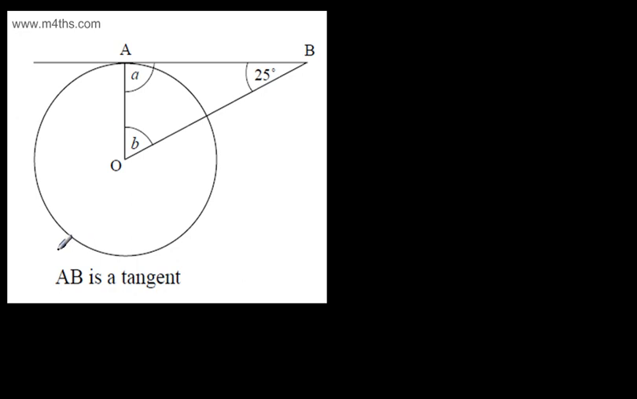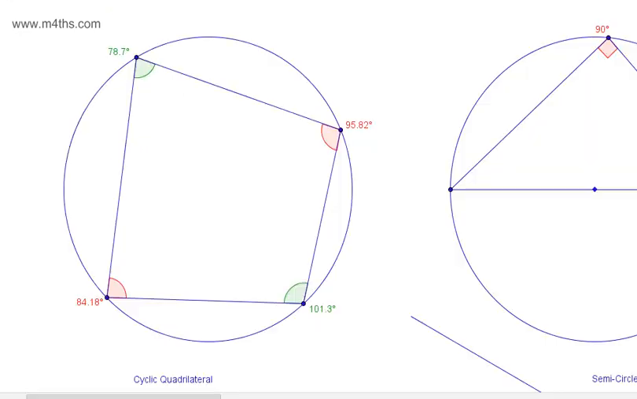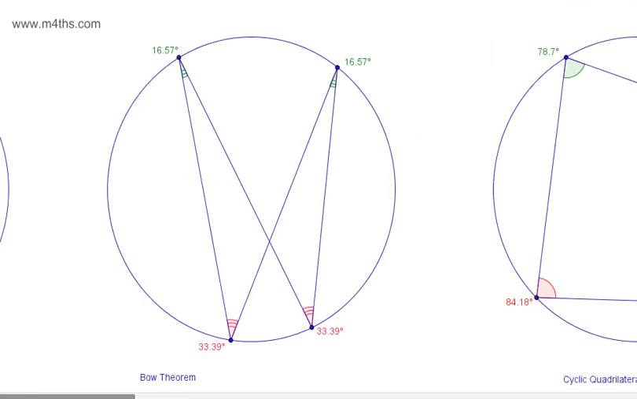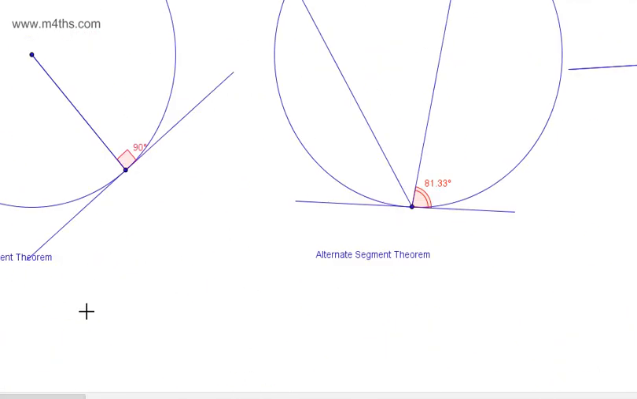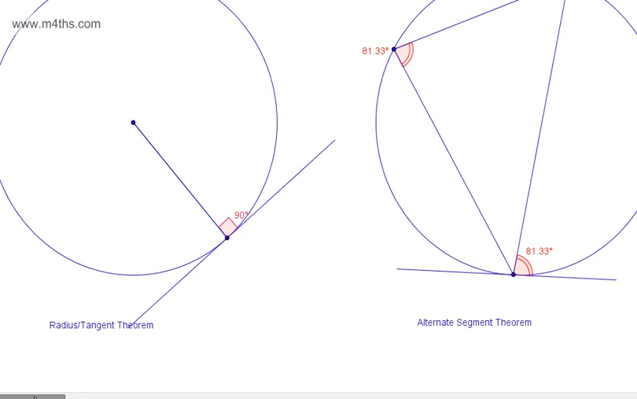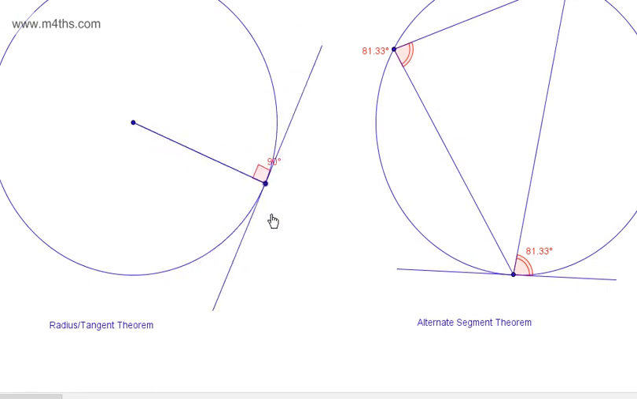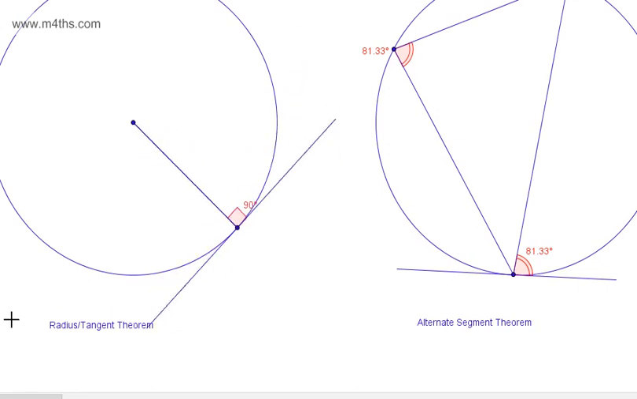Okay, on this one, we're told AB is a tangent, and we need to find A and B. So if this is a tangent and we have a radius, it's the radius tangent theorem, which we looked at down the bottom. So let's move that. If we come down here, if we have a radius and a tangent, we create a 90 degree right angle. So that's what we have here.